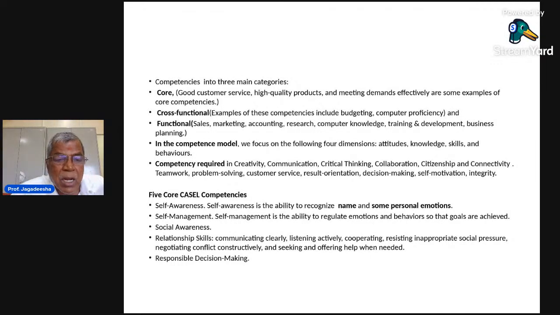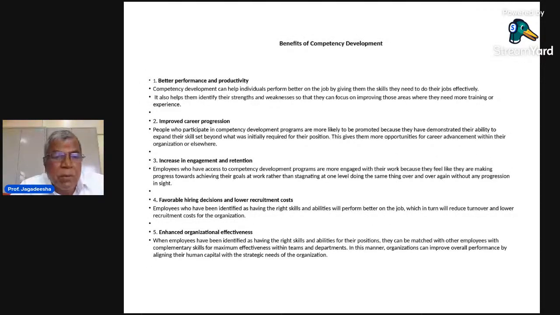Then the relationship skill. Relationship skill, as I was talking to you, is in the form of communication. You must be in a position to communicate very clearly. Listening, you should listen to people, and you must be in a position to cooperate. And if any pressure comes in, you should be able to resist, another important point. And if there is any conflict, you must negotiate and try to overcome it, another important point to remember. This way, the core competency, otherwise competency, will come up one by one.